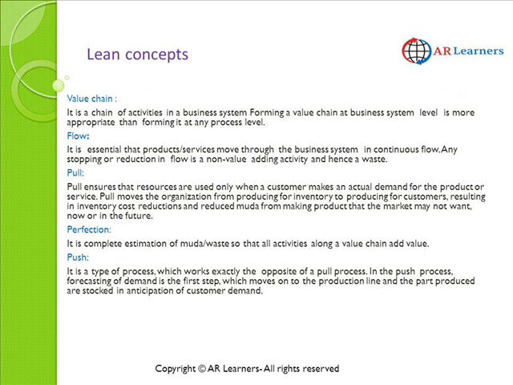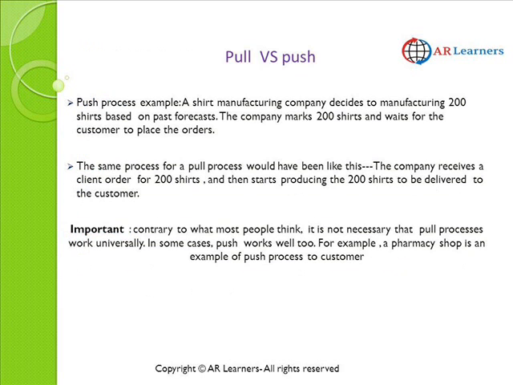Lean concepts. Value chain flow. Pull, perfection, push. Pull versus push. Push process example: a shirt manufacturing company decides to manufacture 200 shirts based on past forecasts. The company makes 200 shirts and waits for the customer to place orders. The same process as a pull process would be like this: the company receives a client order for 200 shirts, and then starts producing the 200 shirts to be delivered to the customer.